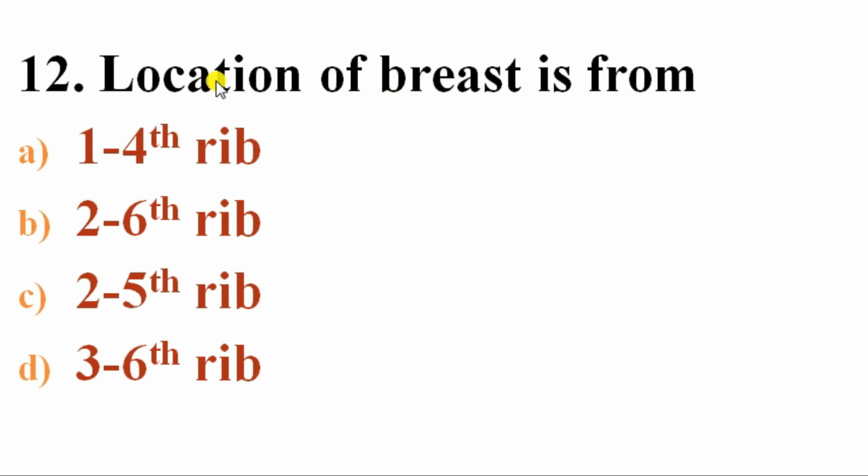Next question, location of breast is from. Options: A from 1st to 4th rib, B 2nd to 6th rib, C 2nd to 5th rib, D 3rd to 6th rib. Answer is B, 2nd to 6th rib. So breast is from 2nd to 6th rib.